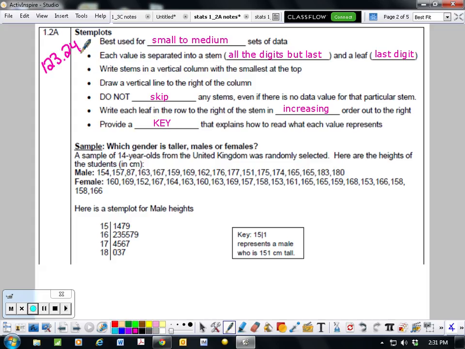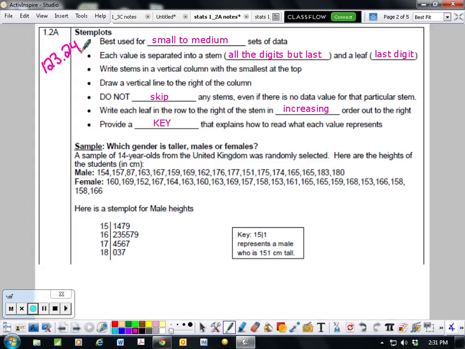Now your stems are going to be in a vertical column with the smallest number at top. You draw a vertical line to the right of that column. You never skip stems, even if there isn't a value there. If there's no leaf there, you have to have the original stem there. And then you write each leaf in the row to the right. The numbers have to go in increasing order. And then you always provide a key to explain how to read the value.